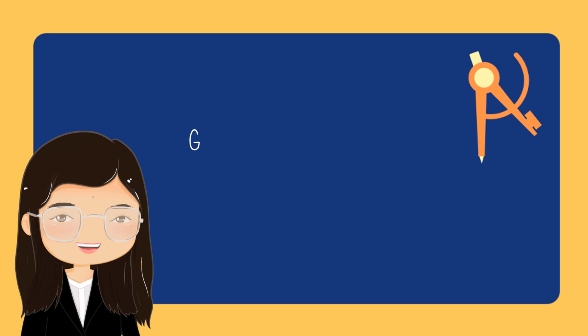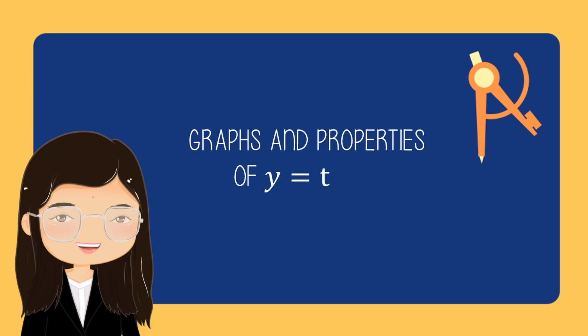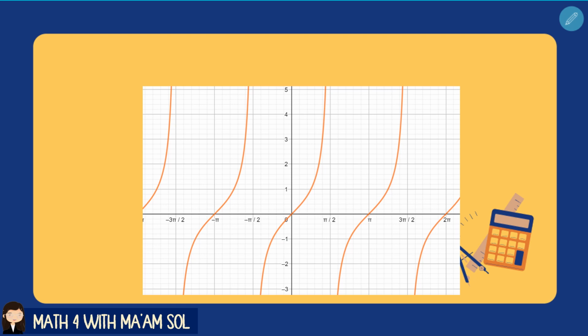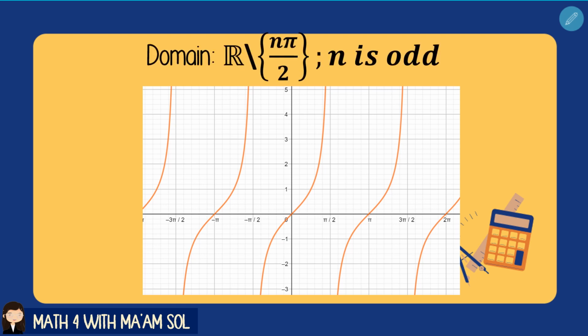Third, we have the graphs and properties of the tangent function. We also use the GeoGebra app to plot its graph and observe its properties. Unlike the sine and cosine functions, the tangent function isn't continuous. This implies that the domain will not be the set of all real numbers. As we see in the graph, the tangent function is not defined when x is equal to an odd multiple of pi over 2. Thus, we exclude all such values from the domain of the tangent function.